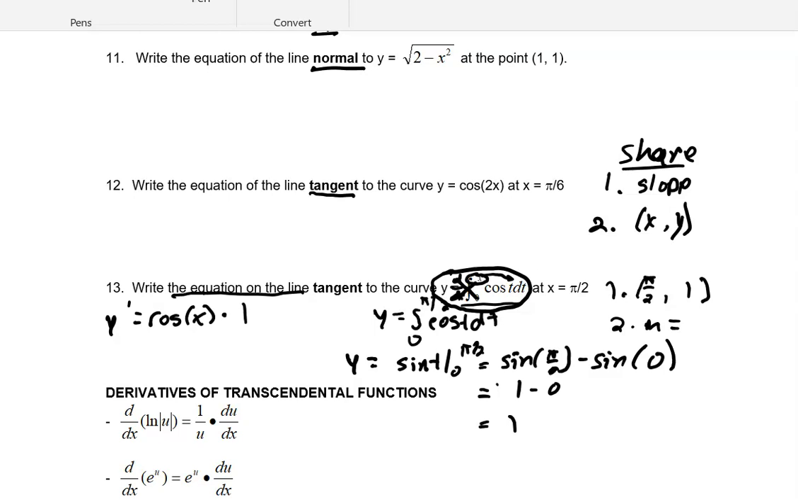That's our derivative. And then now we would want to evaluate our derivative at pi over 2. Cosine of pi over 2 is 0. So our slope ends up being a 0. Okay? So we can then write our equation, y minus 1 equals 0 times x minus pi over 2. All right.